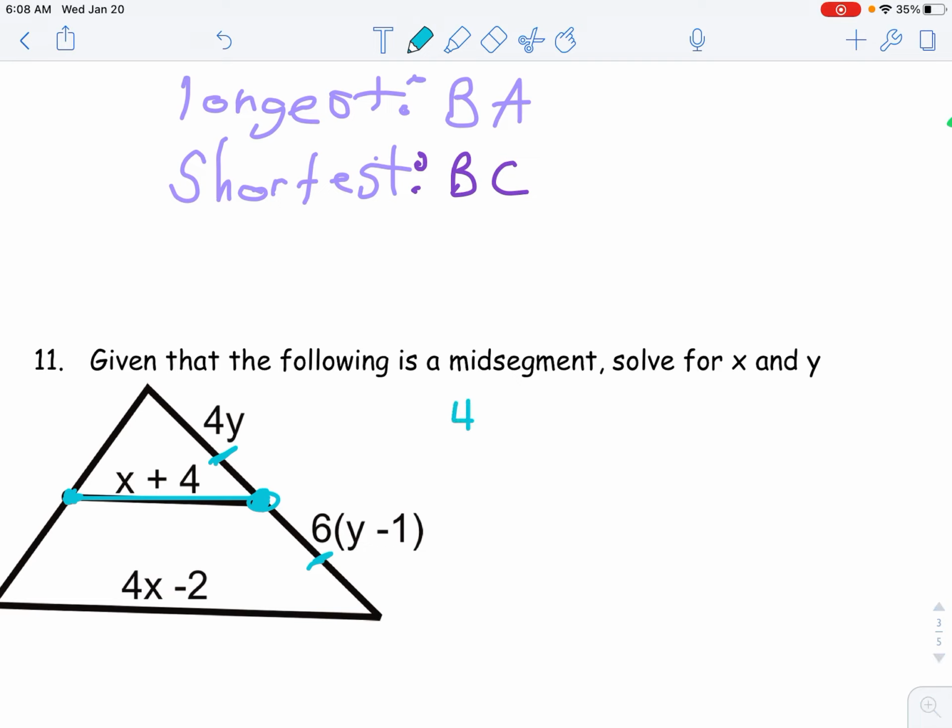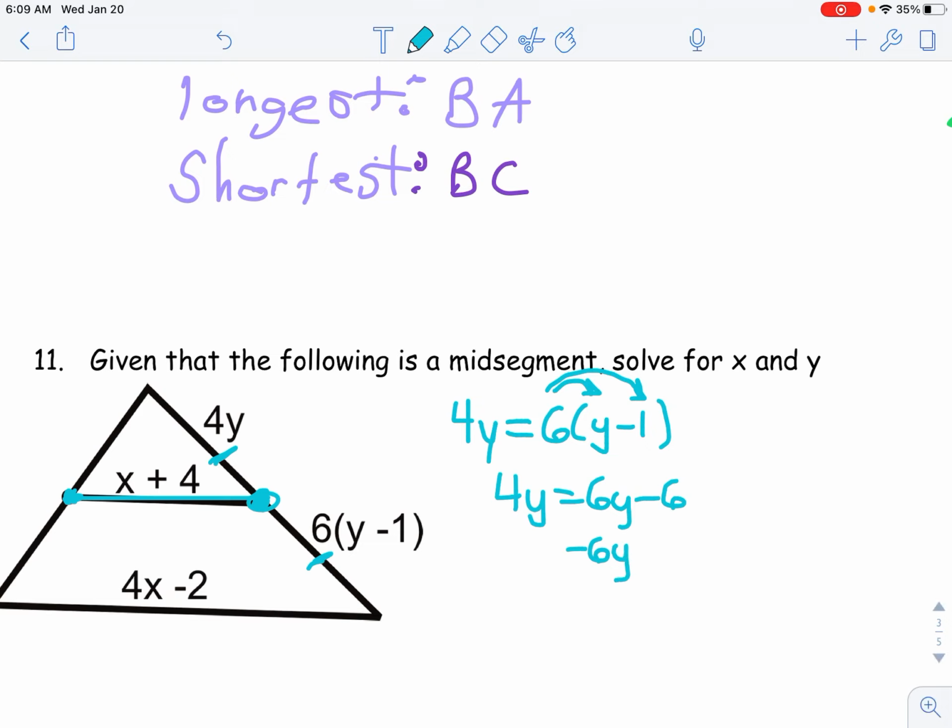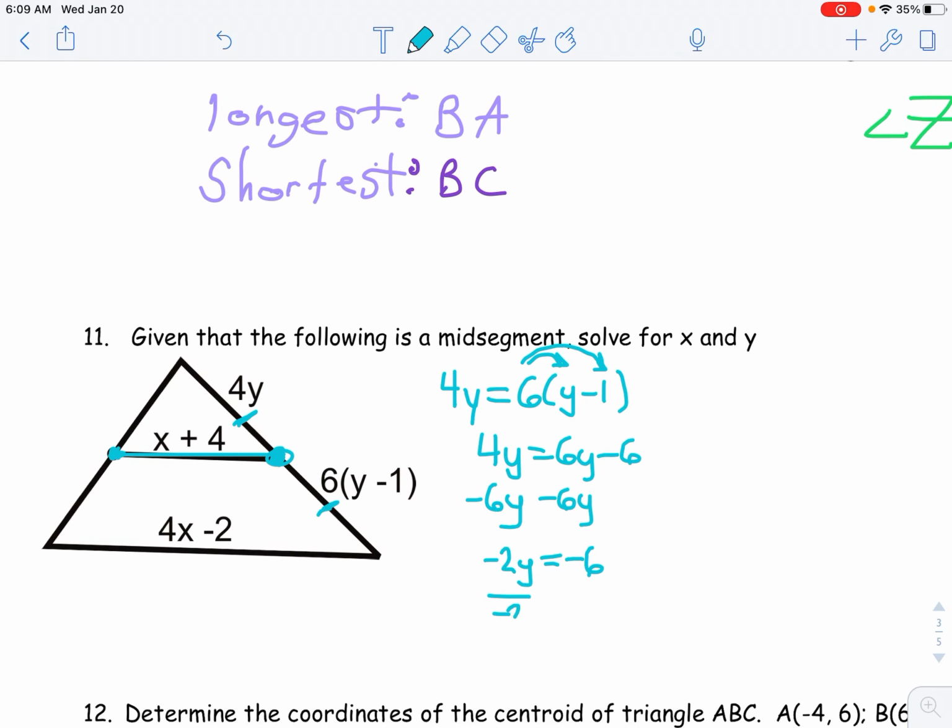This is like a unit 1 problem where both parts of the mid-segment are half. 4y is half that side of the triangle, 6y minus 1 is the other half. Since they're both half, they can equal each other. Distribute, subtract 6y from both sides, and we get negative 2y equals negative 6. Then divide both sides by negative 2, and y equals 3.